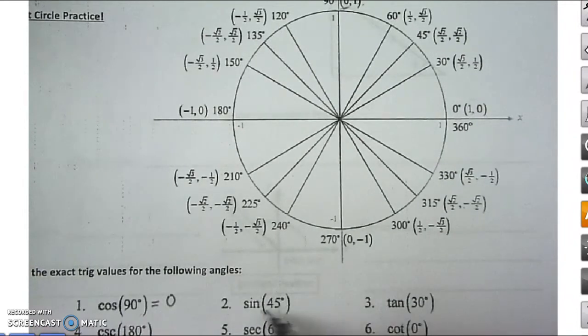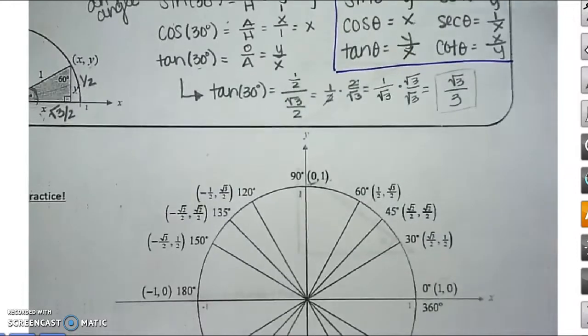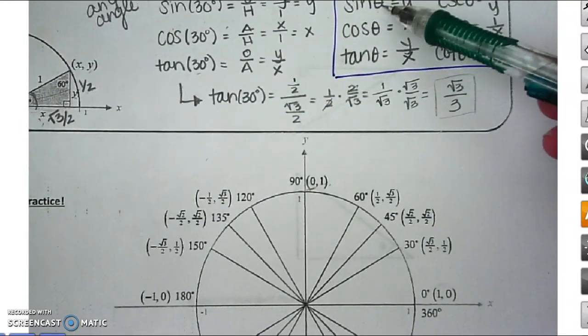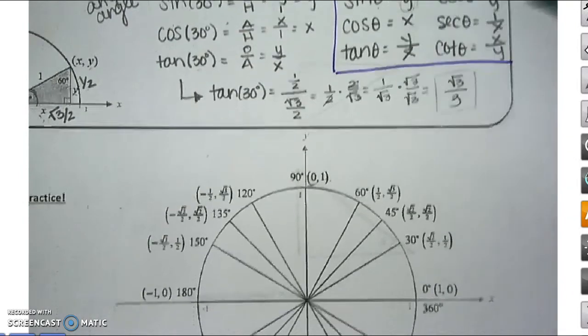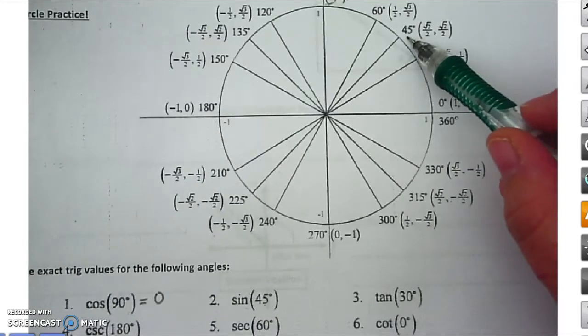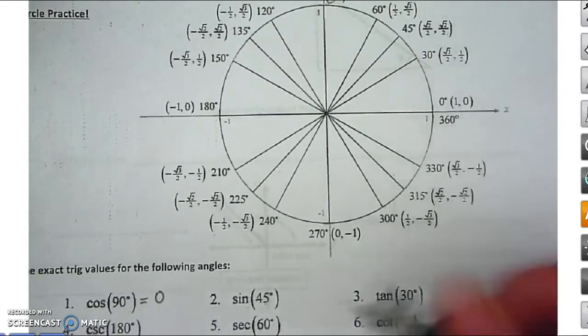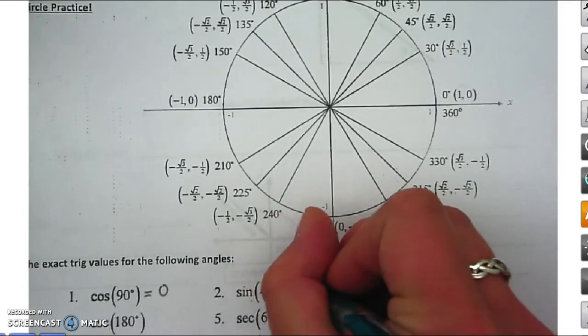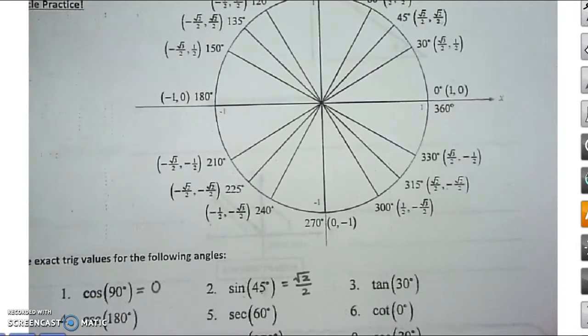Next, we're going to look at sine of 45. So if you guys remember up here, sine of any angle is the y part of the coordinate. So looking here, 45 degrees, I'm going to look at the y part of the ordered pair, and that would just be root 2 over 2.